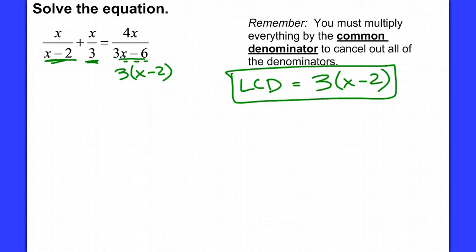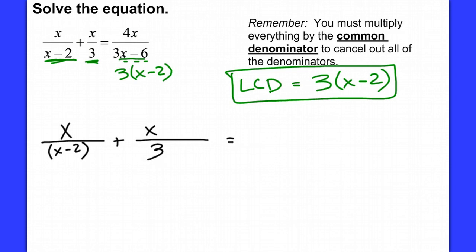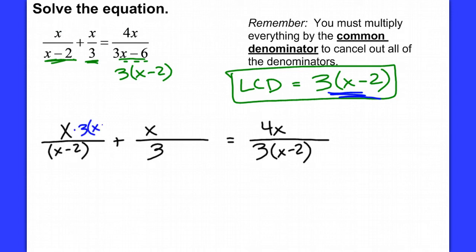So let's start off by looking at the problem. We've got x over x minus 2. We've got x over 3. I'm leaving a little extra space there, you can see. And I've got 4x over 3 times x minus 2. So we're going to take our 3 times x minus 2 and multiply it in everywhere we go. So we've got x times 3 times x minus 2. We've got x times 3 times x minus 2. We've got 4x times 3 times x minus 2.